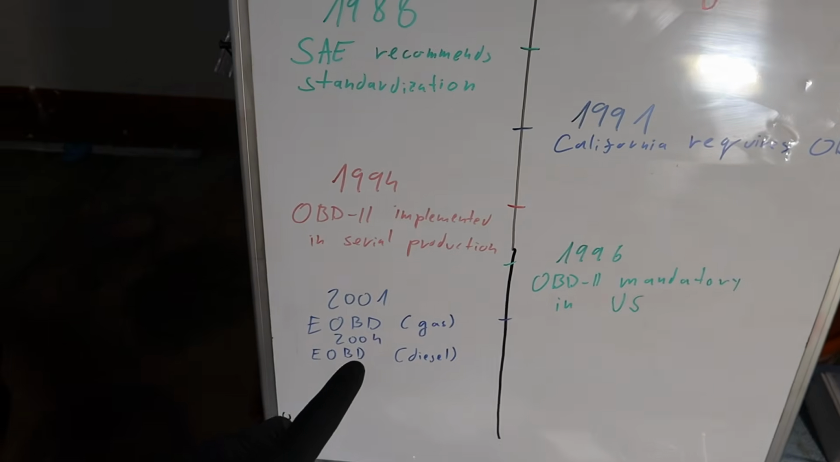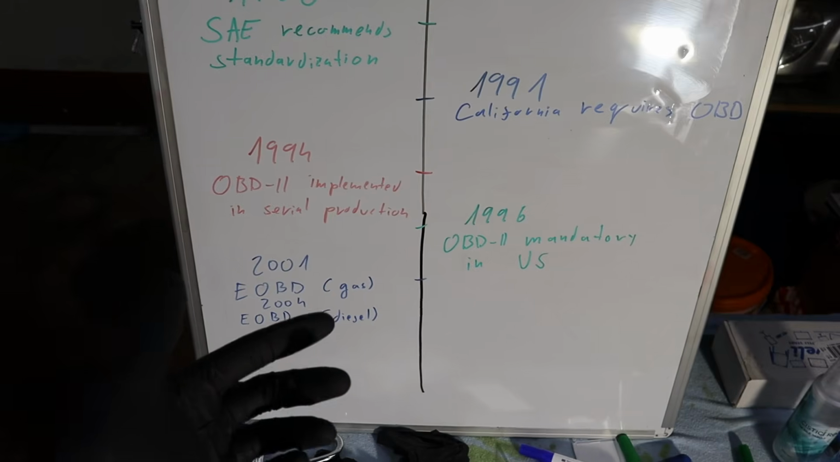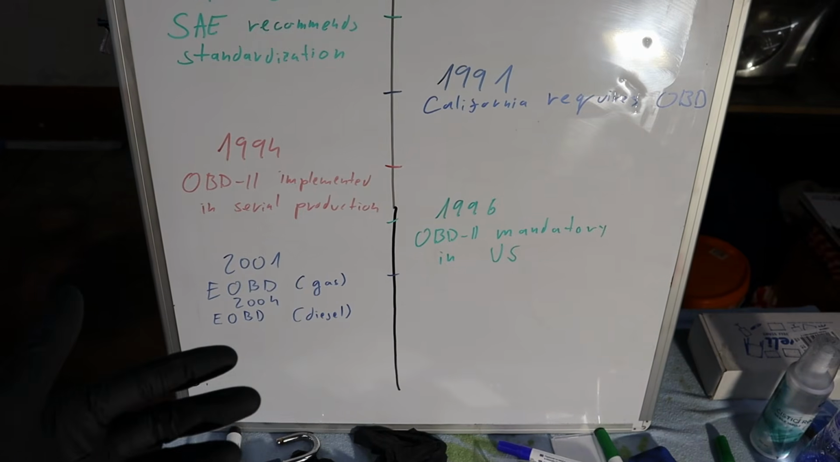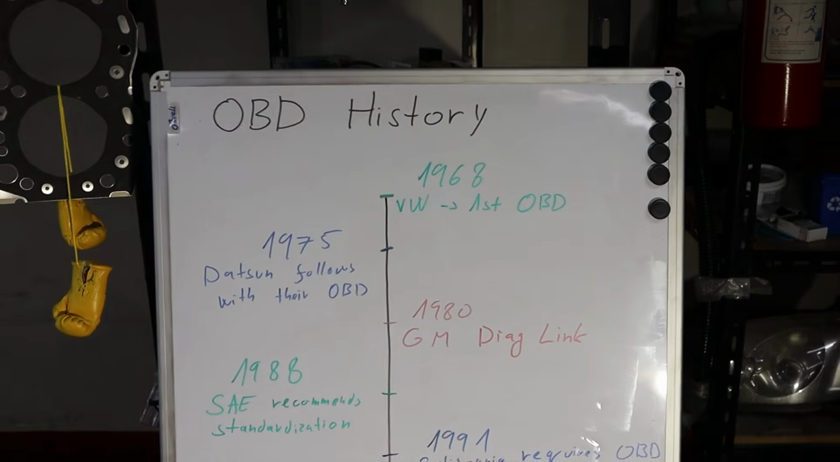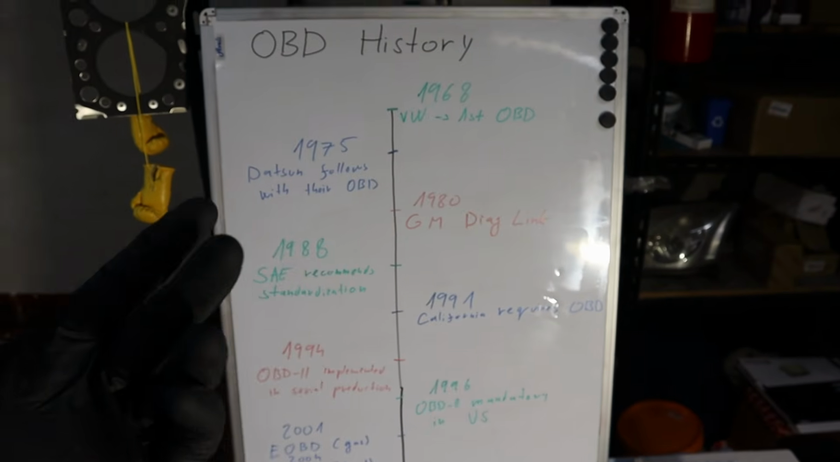For Europe it was 2001 for gasoline vehicles, 2004 for the diesels. In the following years it then became mandatory in the other parts of the world. So that is OBD history, and also that is the explanation of the difference between OBD1 and OBD2.